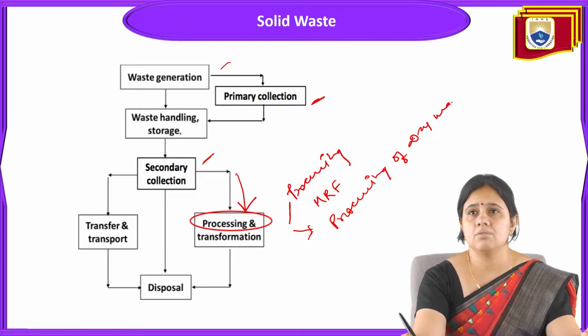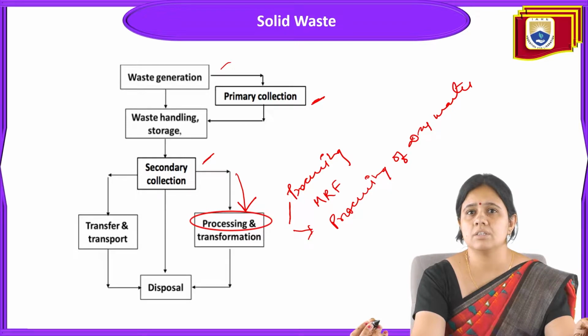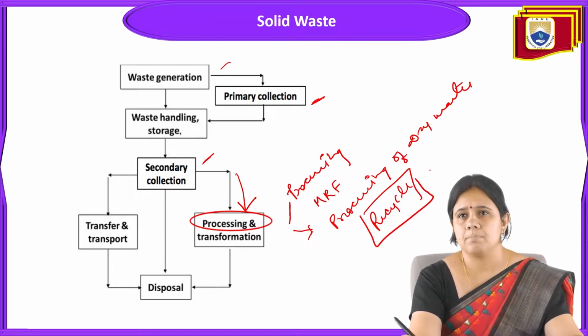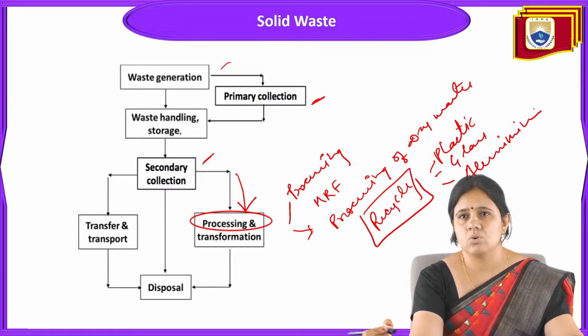Which method are we adopting to process the dry waste? In dry waste, we are going to cover glass and metal waste, and in coming classes I will discuss paper recycling and plastic recycling. So today we will study the recycling of some important waste, like plastic recycling, glass recycling, and aluminium recycling. So let's start with the first part, that is recycling.